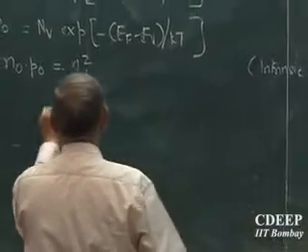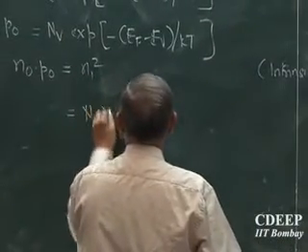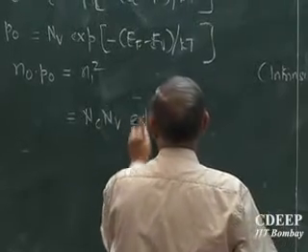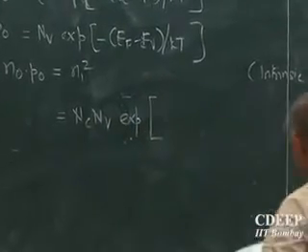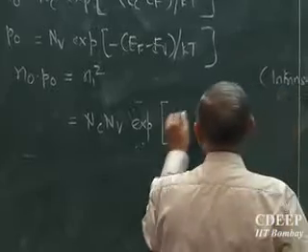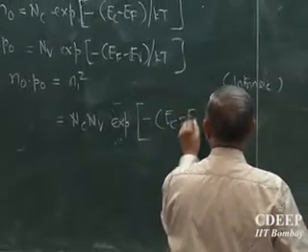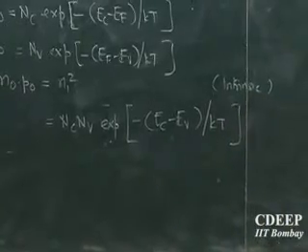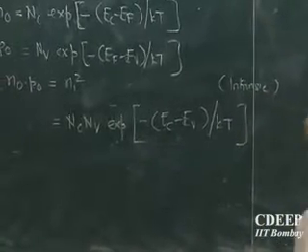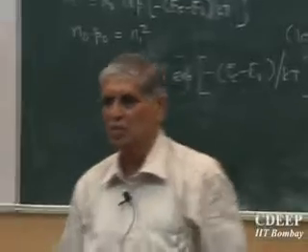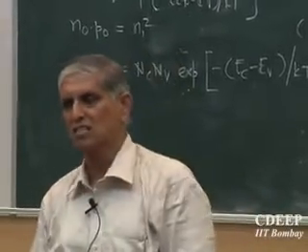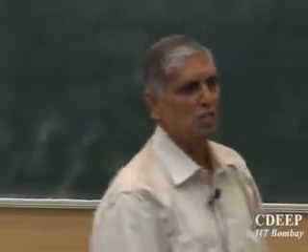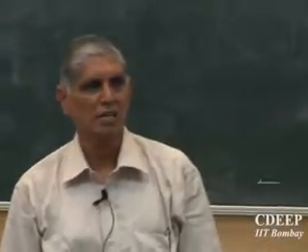If I multiply the two, I get Nc and Nv exponential. What should I get? Minus (Ec minus Ev) by KT. Is that okay? In the exponential term, the EF terms with opposite signs cancel out. So we get Nc Nv e to the power minus (Ec minus Ev) divided by KT.